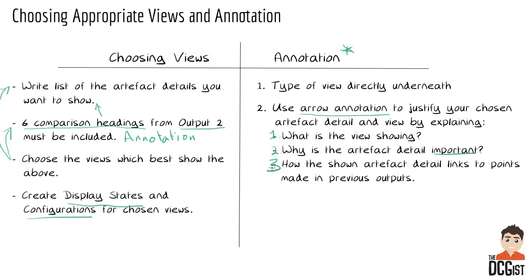And then the third thing is, how does showing an artifact detail link to the points made in previous outputs? Okay, always we are looking back at outputs that we've done before, because the outputs we've done before have influenced our thinking. Okay, and in particular with those previous outputs, we need to look in particular at output 2. Okay, if you look at your comparison headings and you've chosen your views from those 6 comparison headings, you're going to make sure to put those into your annotation for each one of those views. Okay, and if you do that, you'll get the full marks for your annotation and for your views.